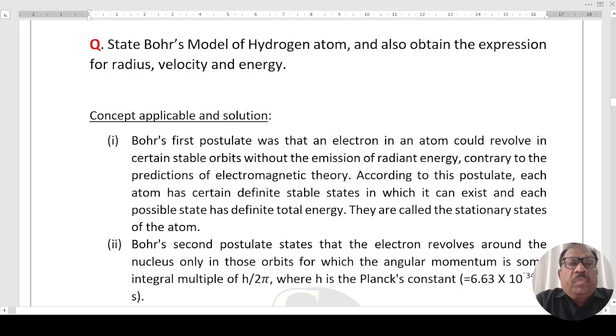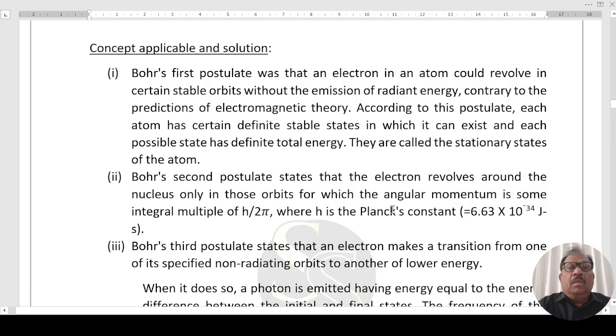The question is: state Bohr's model of hydrogen atom and also obtain the expression for radius, velocity and energy. Concept applicable and solution: the three Bohr's postulates.